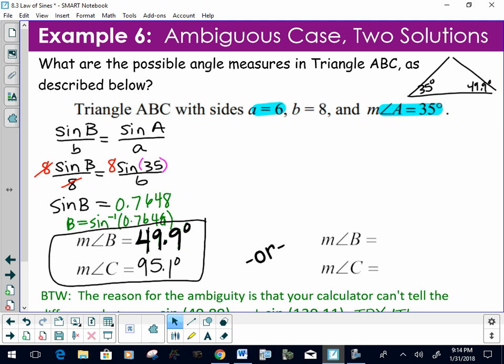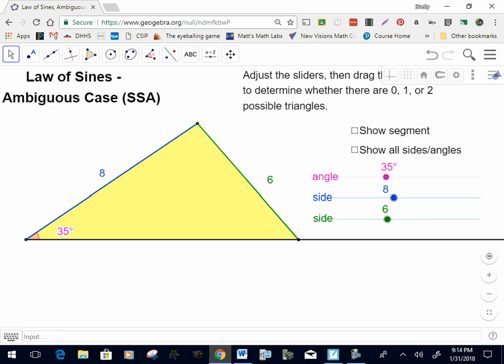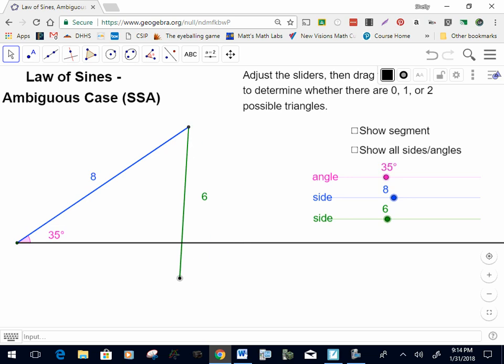So lovely. We found this triangle and we're feeling all good, but let's go back to our diagram for a minute. This is not the only triangle that has an angle of 35 degrees and a side of 8 and another side of length 6. What about this one? That's another triangle that has a side of length 8, a side of length 6, and an angle of 35 degrees. So there's actually this second triangle.